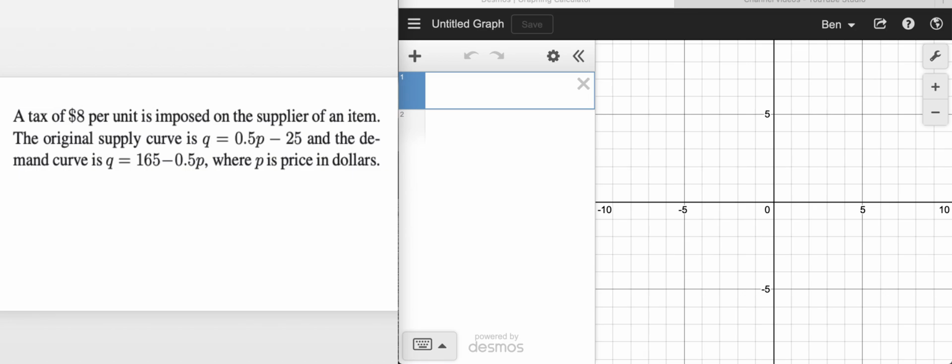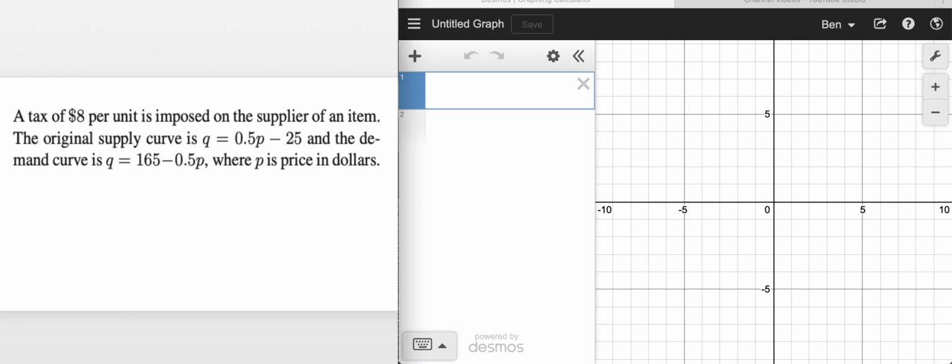In this problem, we want to consider the impact of an $8 tax on the supplier. So a tax of $8 per unit is imposed on the supplier of an item. The original supply curve is Q equals 0.5p minus 25, and the original demand curve is Q equals 165 minus 0.5p, where p represents the price in dollars.